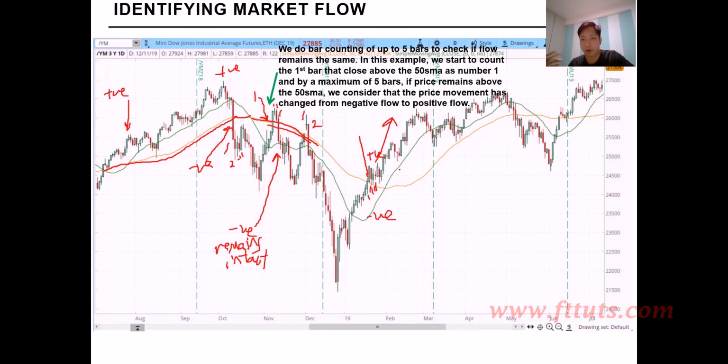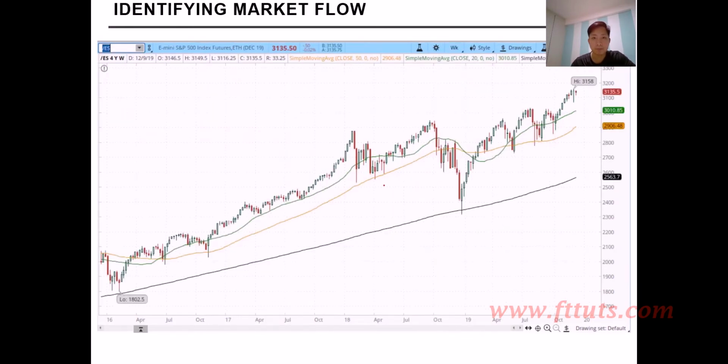Basically, we do bar counting up to 5 bars. The first bar that touches or crosses the 50 SMA, we turn it as the first bar. Okay, and we want to count up to 5 bars. If the bar did not come back down, we say that flow has changed. All right. And so we can use it, like I said, on the 1-year 2-day chart, 1-year 1-day chart, or even the weekly chart, right? If you're doing swing trading on the weeklies.